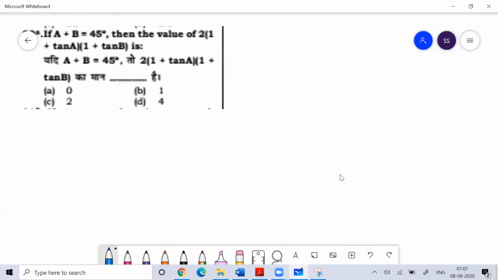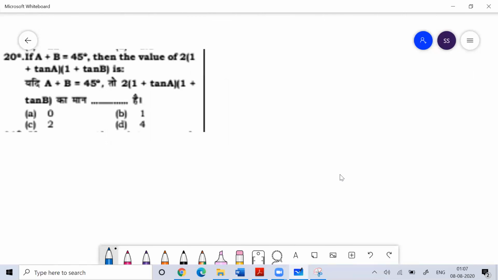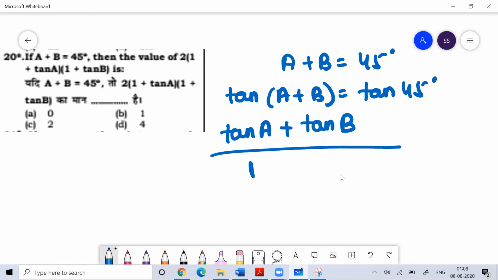If the sum a plus b is given as 45 degrees, you have to find this value: 2 into 1 plus tan a into 1 plus tan b. You know that a plus b is 45 degrees, so I can say tan of a plus b is equal to tan 45 degrees. So tan of a plus b would be tan a plus tan b divided by 1 minus tan a into tan b, that will be equal to 1.